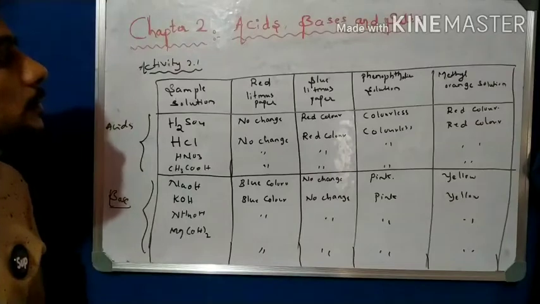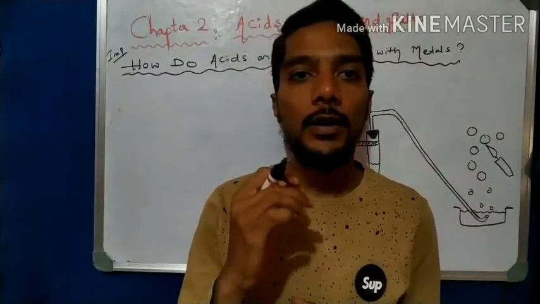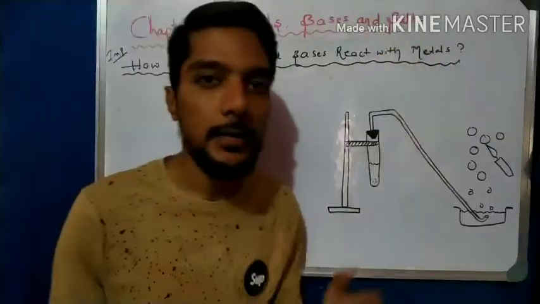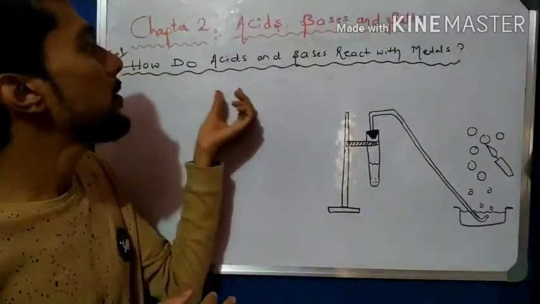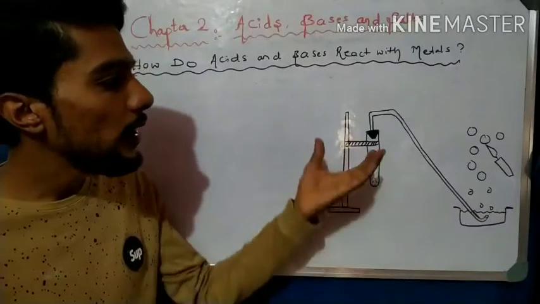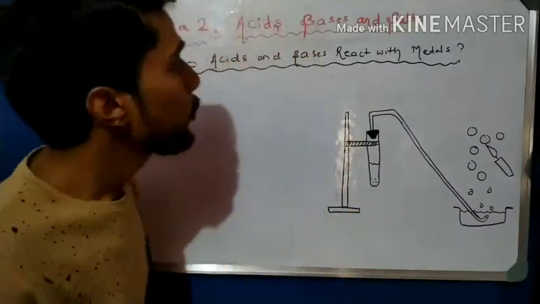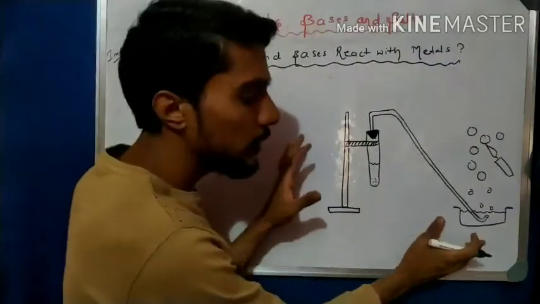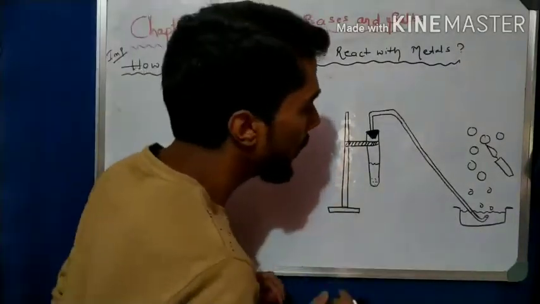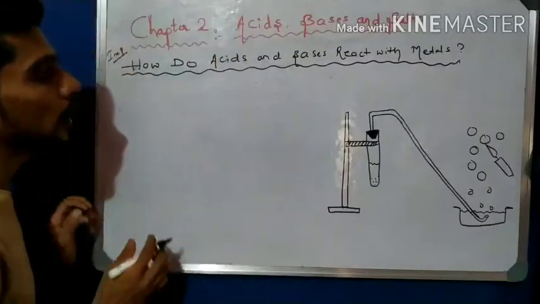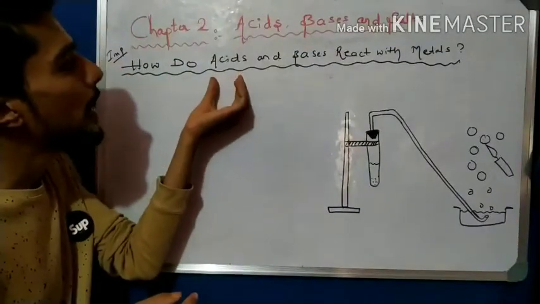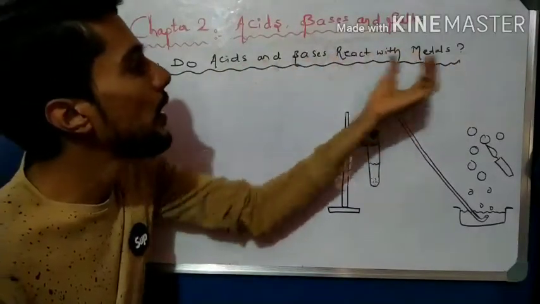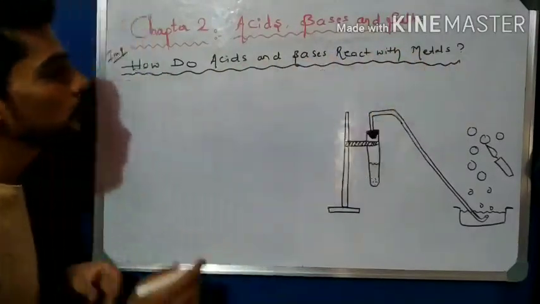First write down this. Another very important concept of this chapter is acids and bases reacting with metals. So how do acids and bases react with metals? We learn this in this concept. So come to the first theoretical concept. Here I put a diagram which is used practically. We did this practical on it. Before that, we have to know about acids reacting with metal and bases reacting with metal. So there are two types.